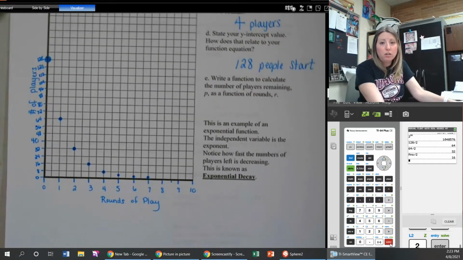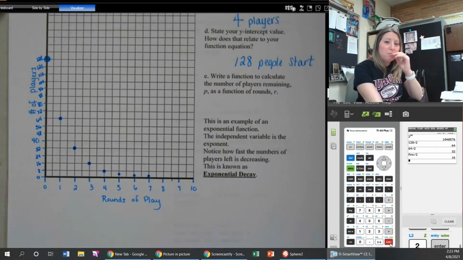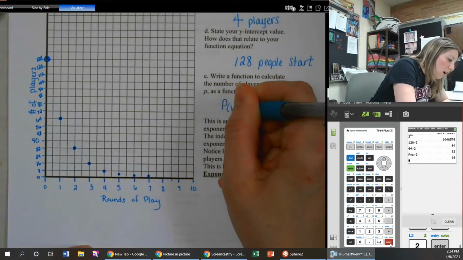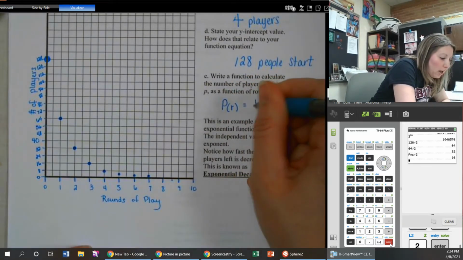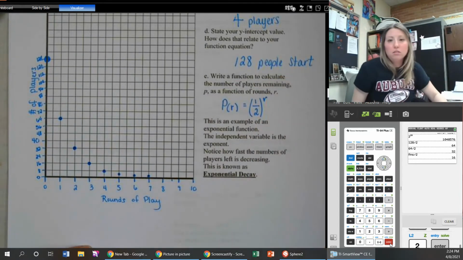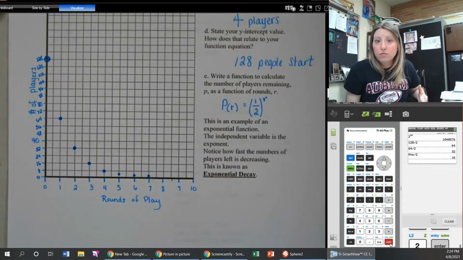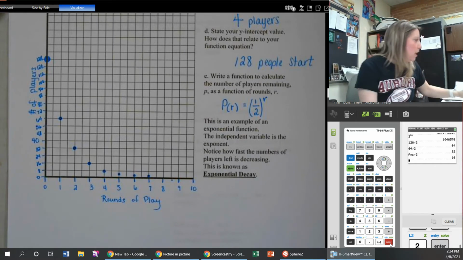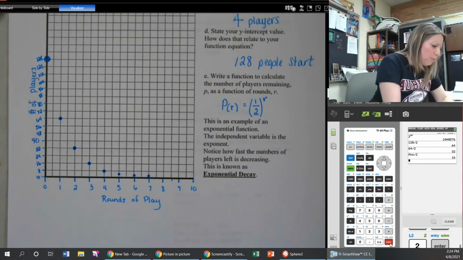Let's write a function. And we're talking about P as in players, R as in rounds. So P of R equals 1/2 raised to the R power, number of rounds. Does that make sense? Oh, I was going to say, it won't quite work. So let me try this instead.